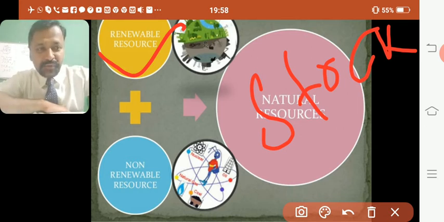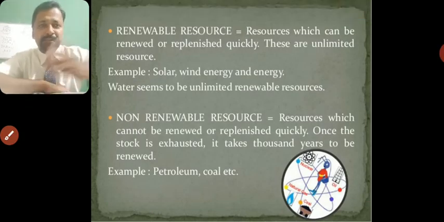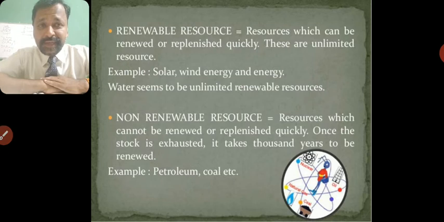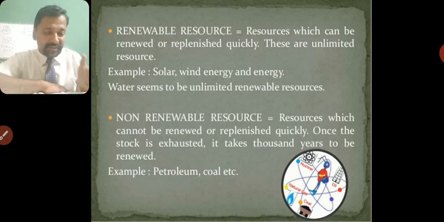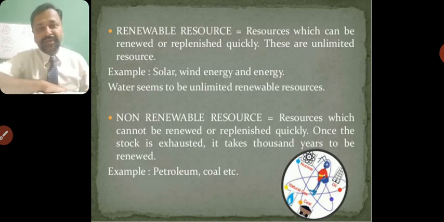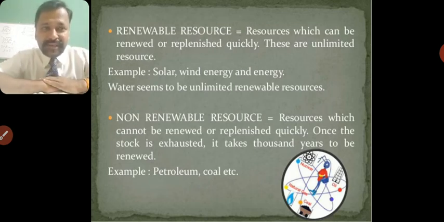Okay, we'll go forward with the other classification. Now, renewable resources can be renewed or replenished quickly, like air. If I use wind today, tomorrow also I will get the same amount of wind. If I use sunlight today, I will get the same amount of sunlight tomorrow also. So these are renewable. They will never exhaust. Example: solar energy, wind energy.